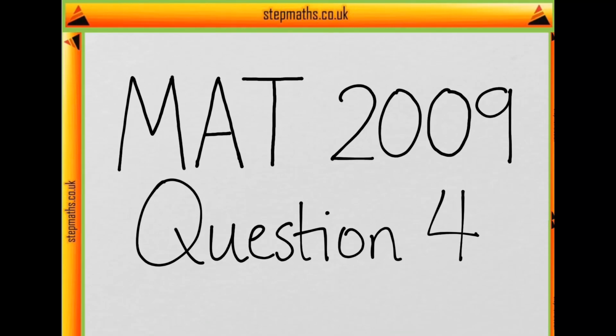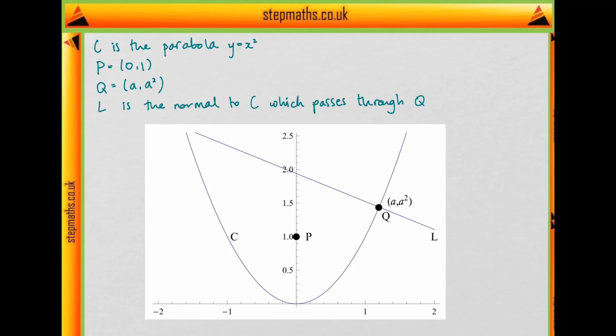Hi, so I'm going to go through question 4 on MAP 2009. In this question we've been given this diagram where this curve C is the parabola y equals x squared. The point P is (0, 1) and Q is (a, a squared), and this straight line L goes through Q and is perpendicular to the parabola here.